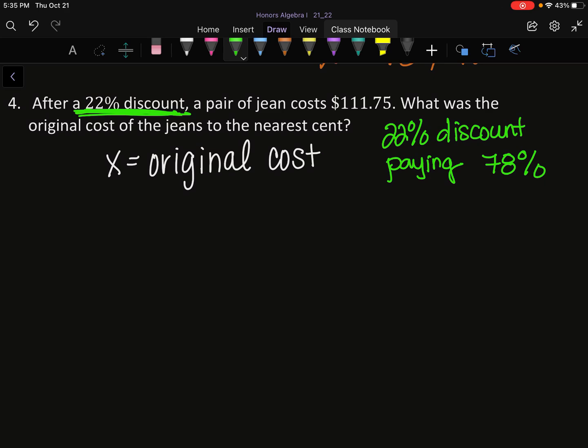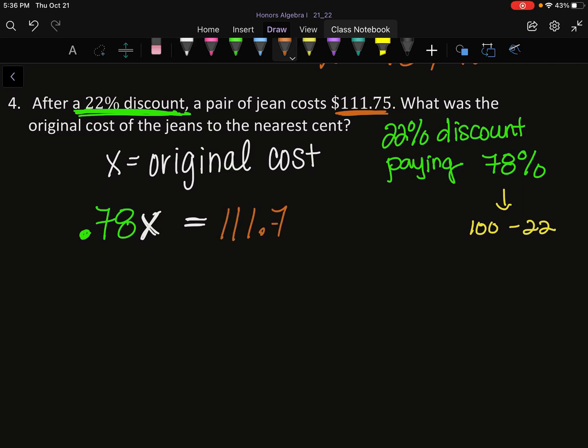Right? So 78% of my original cost is going to be this sales price, right? Because I'm taking 22% off the 100%. That's where I got the 78 from. I did 100 minus 22. So I know that 78% of my original cost is going to equal this discounted price. So essentially it's a one-stepper.